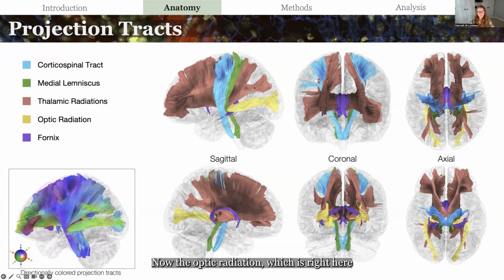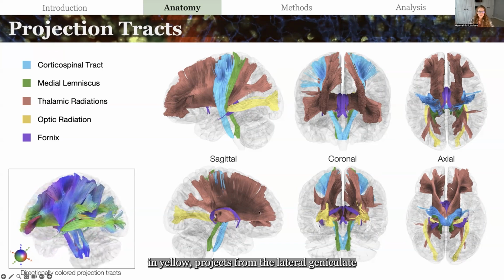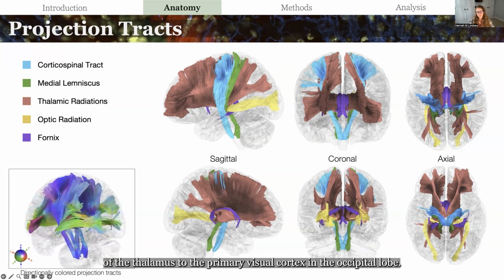Now, the optic radiation, which is right here in yellow, projects from the lateral geniculate of the thalamus to the primary visual cortex in the occipital lobe.